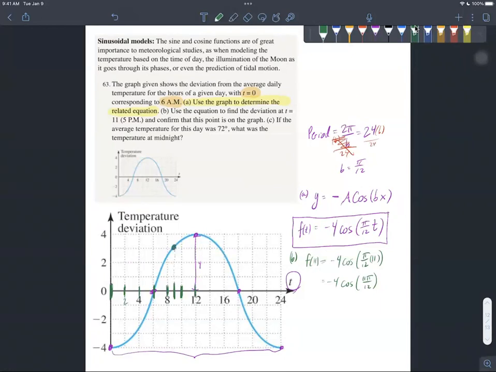is right there. It says use the equation to find the deviation at t equals 11, 5 p.m. and confirm that this point is on the graph. So let's actually use, I know we don't have calculators allowed on the worksheet, but since this is a textbook problem, that's why it's kind of giving us a problem that we can't completely solve without a calculator. But we can see that the value when t is equal to 11 is somewhere around, maybe more than around 3. Looks like more than 3. So let's find -4 times the cosine of 11 pi over 12.